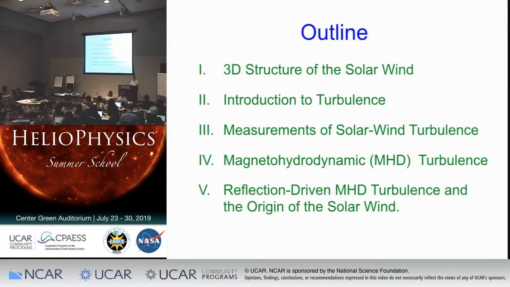I'll talk a little bit about solar wind structure, and then move on into the basics of turbulence, measurements of solar wind turbulence, then a theoretical model of solar wind turbulence based on magnetohydrodynamics. And then at the end, I'll talk about a slightly modified version of MHD turbulence. It's an inhomogeneous version of MHD turbulence that involves wave reflections that we believe may be very important for understanding the origin of the solar wind.